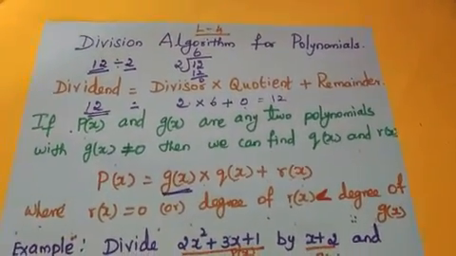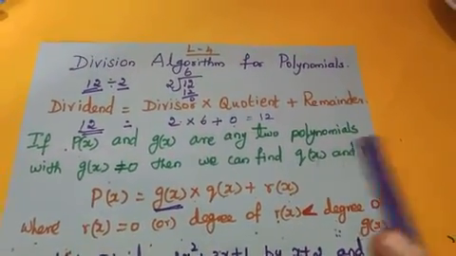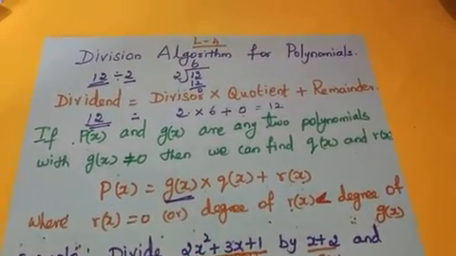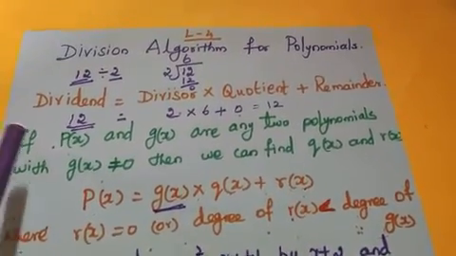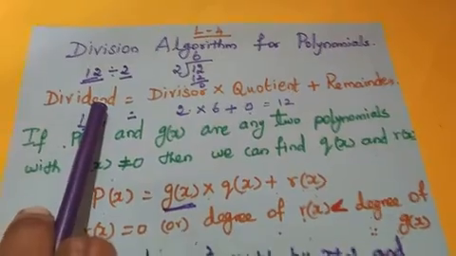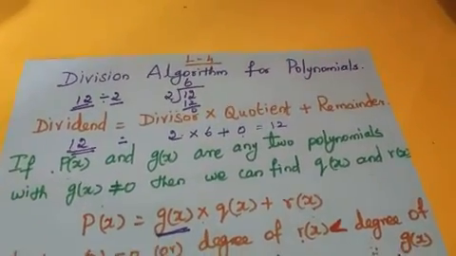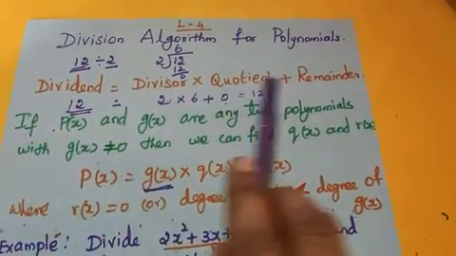And this is my fourth lecture, the division algorithm for polynomials. This is nothing but how to divide a polynomial and how to verify the algorithm. The division algorithm is very simple. Whatever dividend is given to us, the dividend equals divisor multiplied by the quotient plus remainder. This is the division algorithm.